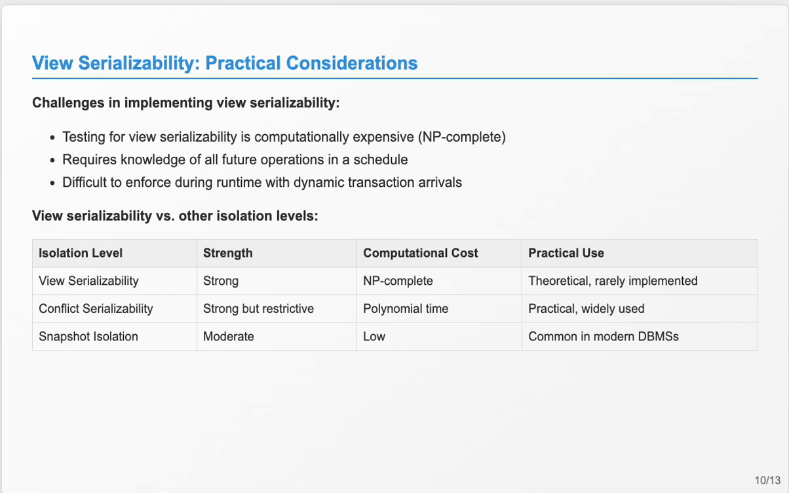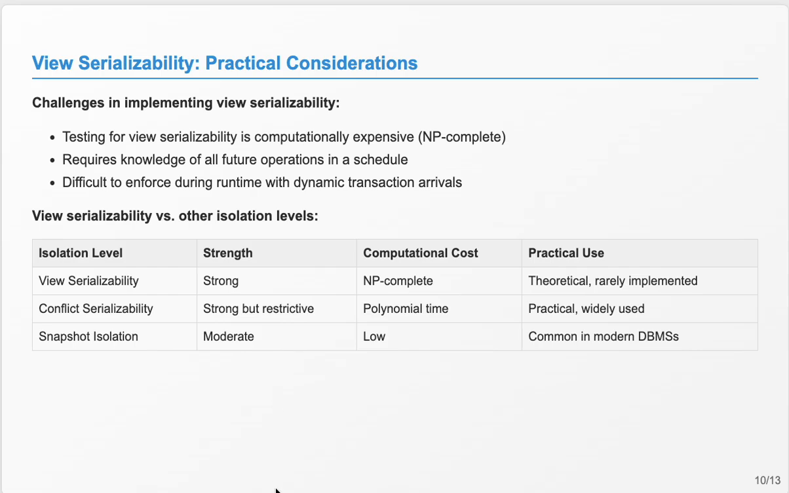with dynamic transaction arrivals. The table on screen compares view serializability with other isolation levels. View serializability offers strong isolation, but at an NP complete computational cost. So that's very slow. So this is mostly theoretical and rarely implemented.